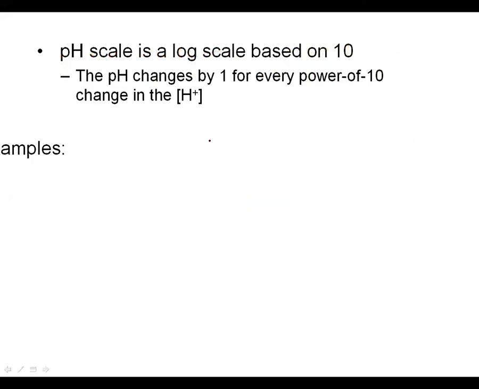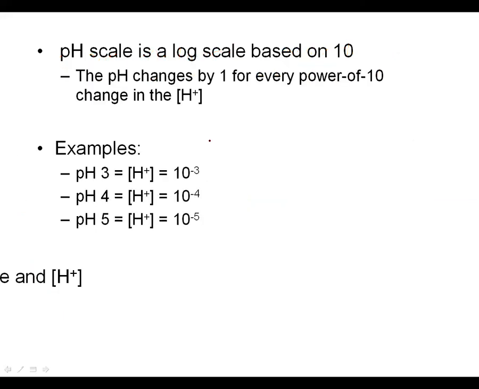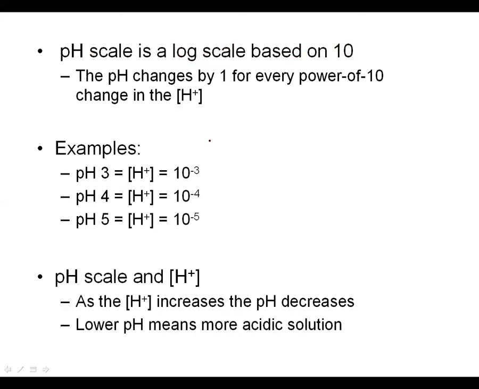There you go. When we talk about the pH scale, it is based off of the log of 10. For every pH unit that you change, so if you go from a pH of 3 to a pH of 4 to a pH of 5, you're changing the H plus concentration by a power of 10. It goes from 1 times 10 to the minus 3, 1 times 10 to the minus 4, and 1 times 10 to the minus 5. So every time you change a pH unit, you're really changing the H plus concentration by that power of 10.